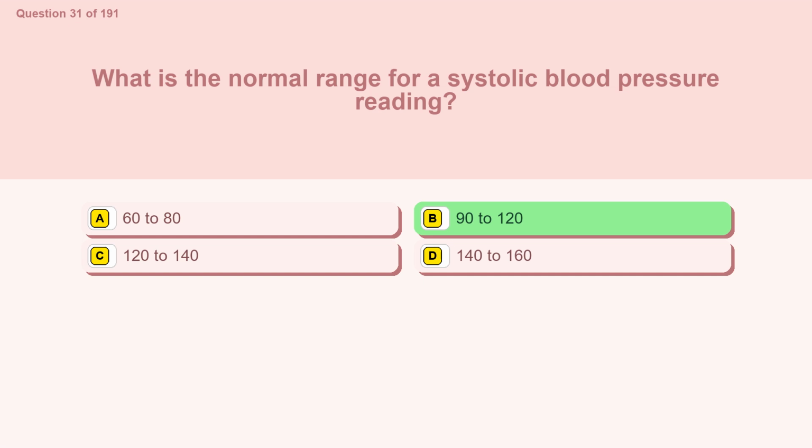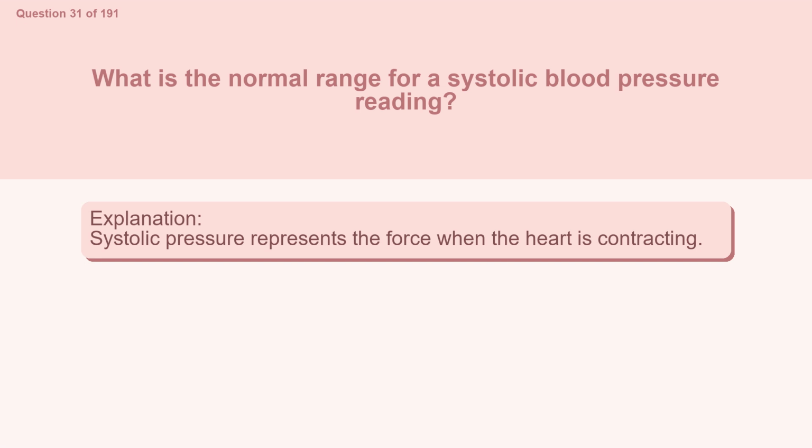The correct answer is option B, 90 to 120. Systolic pressure represents the force when the heart is contracting.